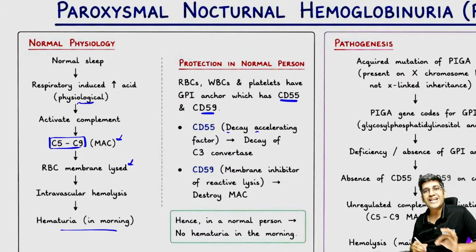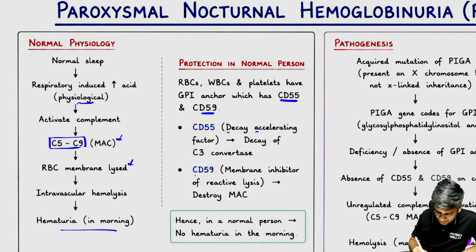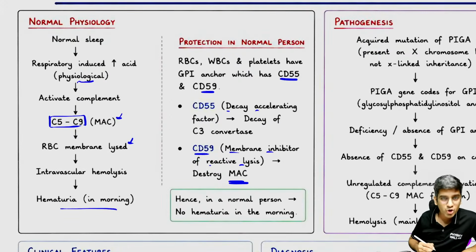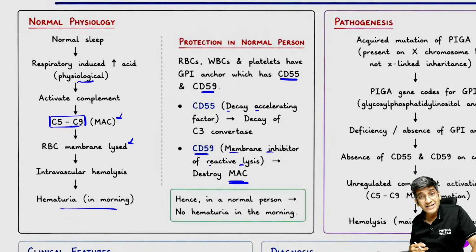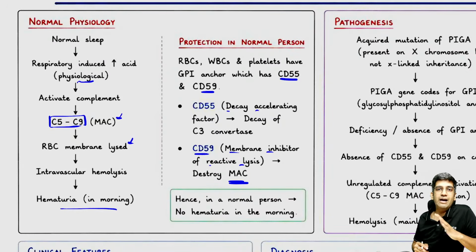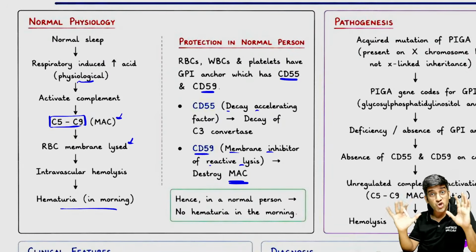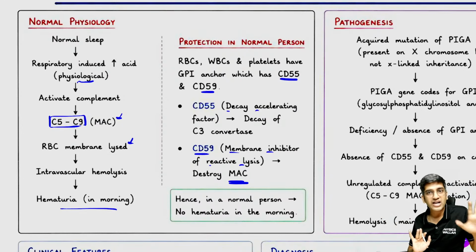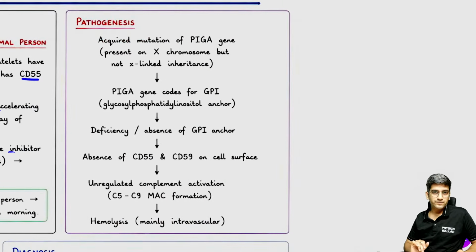Destroys the most vital C3 convertase. CD59, membrane inhibitor of reactive lysis, destroys the MAC complex. So though complement is activated, there is no destruction of the RBCs. My body is happy, RBC is happy. This is normal. Don't write this in the exam. This is for understanding. So what happens in PNH?